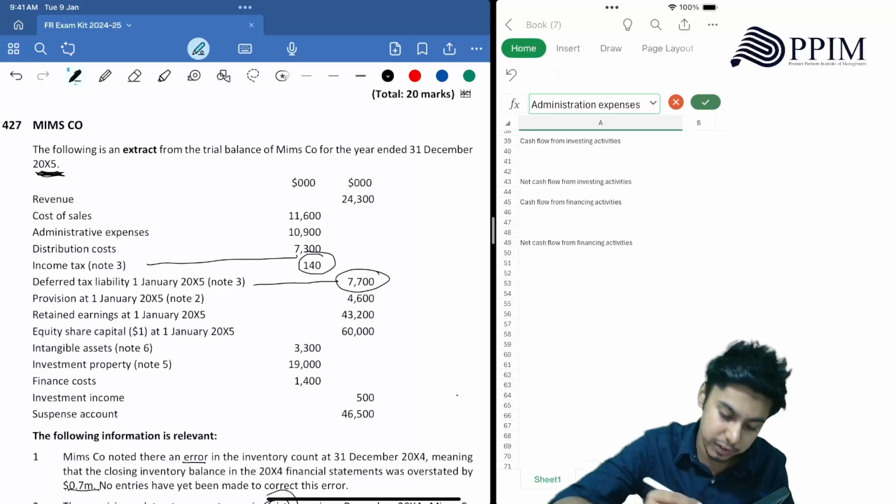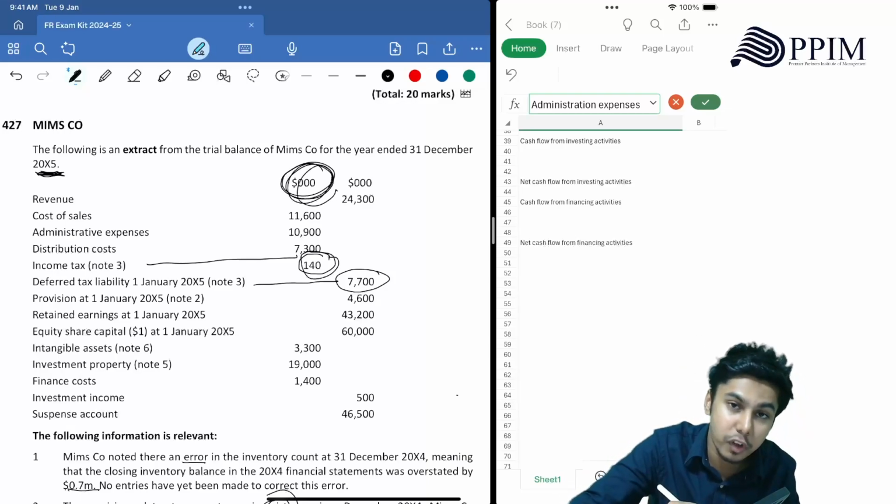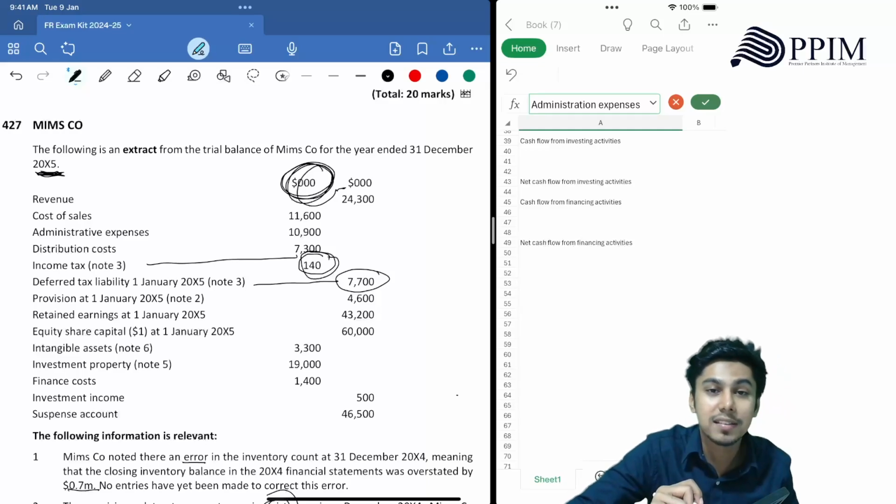Now pay attention. Income tax is on what side of the trial balance? It's on the debit. Then we call it as under provision.